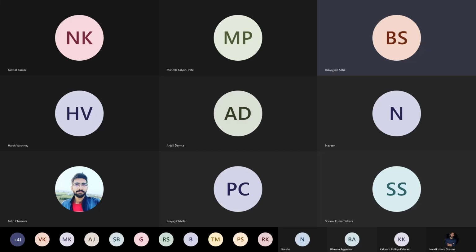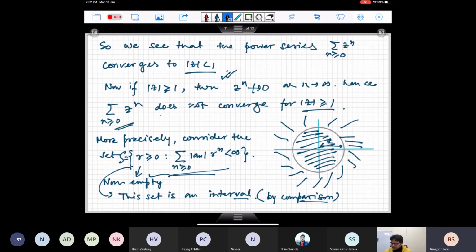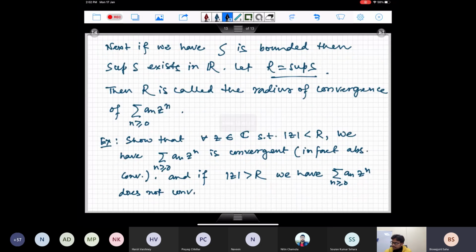Defined for you what a formal power series is, and then we talked about the radius of convergence of a formal power series. I was telling you that you would be able to show that if you take any complex number z such that the absolute value of z is less than r, where r is the radius of convergence of the series a_n z^n, then this series converges.